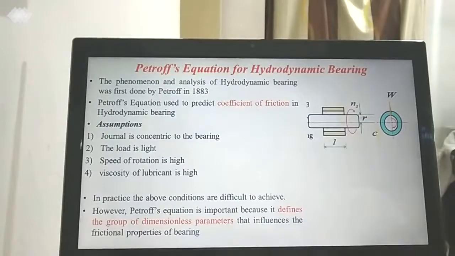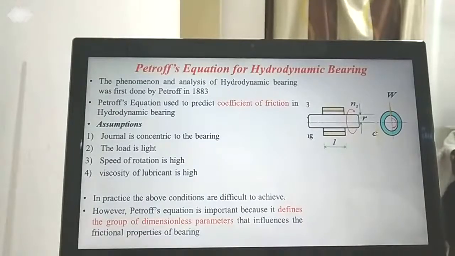The first assumption is the journal is concentric to the bearing. So here we have the figure. The journal and bearing are concentric to each other. There is no eccentricity. Then the load is light, so this equation is not applicable for a high load. Then the speed of rotation is high. The load is light, so the speed of rotation is high. Then the viscosity of the lubricant is also high. So in those circumstances we can use Petrov's equation.